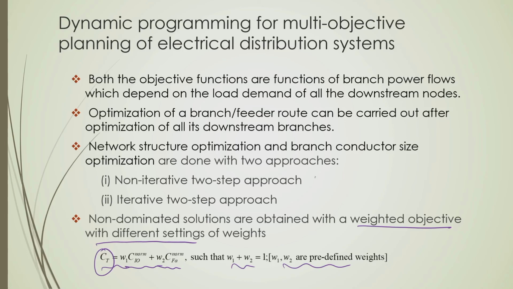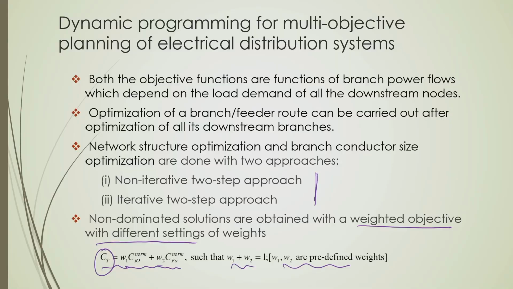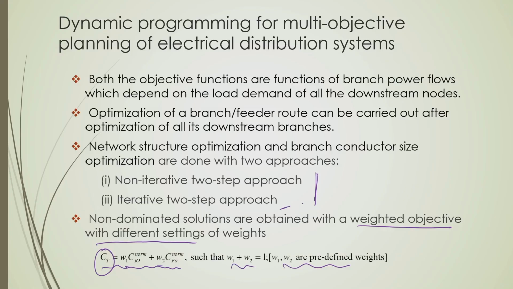And we use two approaches, one is called non iterative approach, another is called iterative approach. In the non iterative approach, the structure or topology of the network is first determined, then the branch conductor size is chosen afterwards. Whereas, in the iterative two step process, both are done simultaneously. So, both the determination of network structure or network topology and conductor sizes are done simultaneously.